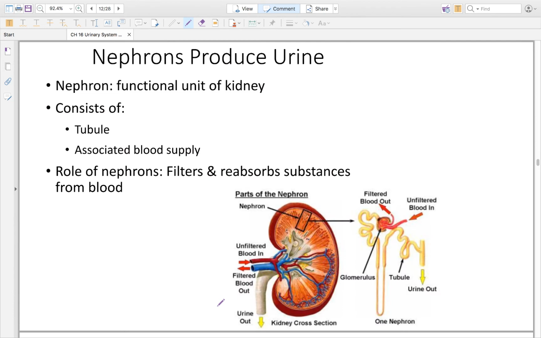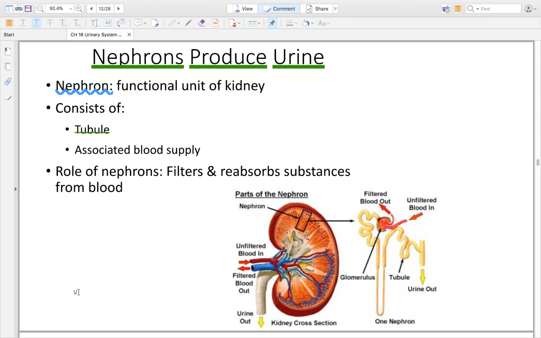All right. So let's go ahead and look at the nephron. The nephron is the functional unit of the kidney. It is where urine is made. That's its job. The nephron makes urine. Nephrons produce urine. Now we looked at the nephron before. Now we're going to look in a little bit more detail. A couple of important facts. It's made out of tubules.